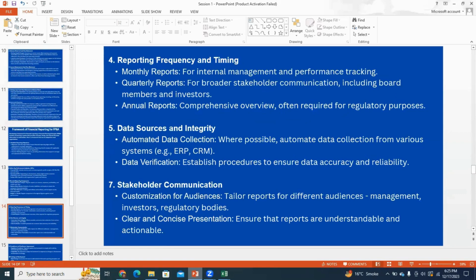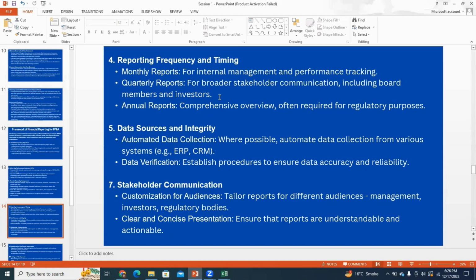Reporting frequency and timing. How many times do we report our financial reports to the BOD, to the operation level, to the management level, to the strategic level? It says monthly reports, quarterly reports, annual reports. Monthly reports are for internal management and performance tracking, quarterly reports for broader stakeholder communication including the board members and the investors. So quarterly reports are available for the BOD, as we can see on different websites.